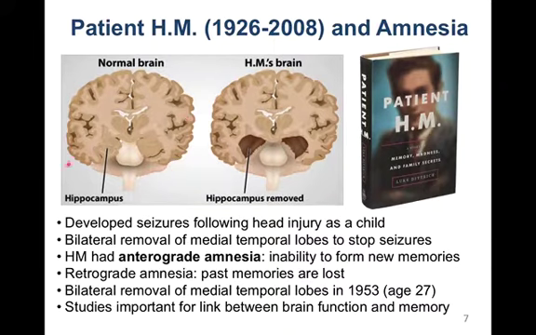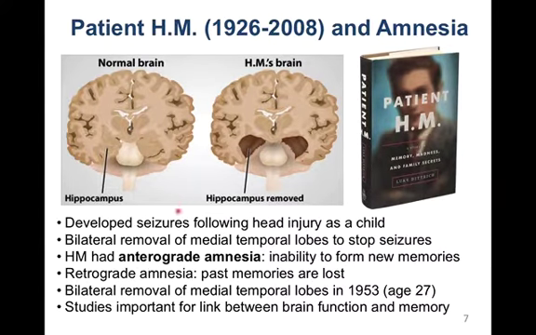This would be a normal brain, and this would be Henry Molaison's brain after the surgery. So bilateral, both sides removal of the hippocampi, and basically large fist-sized chunks of the medial temporal lobe is what the surgeon, whose name was William Scoville, that's what he removed.